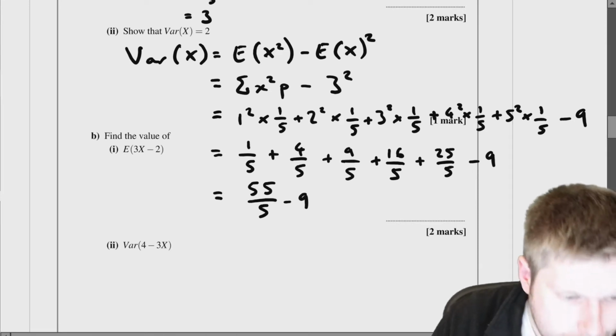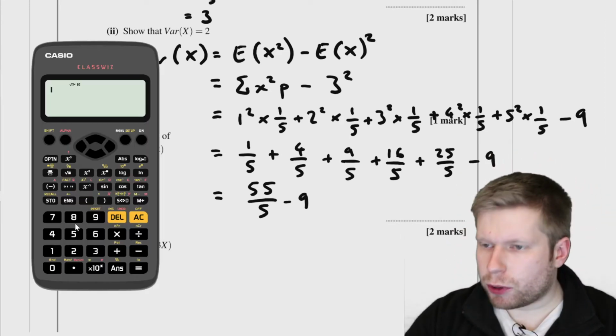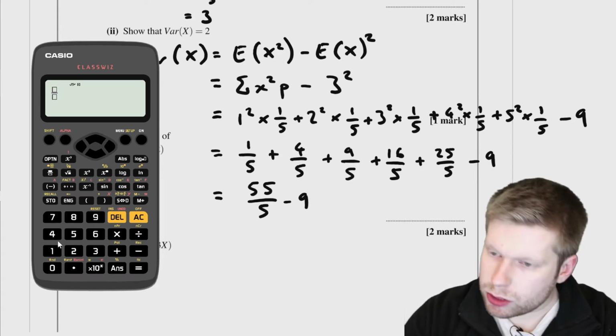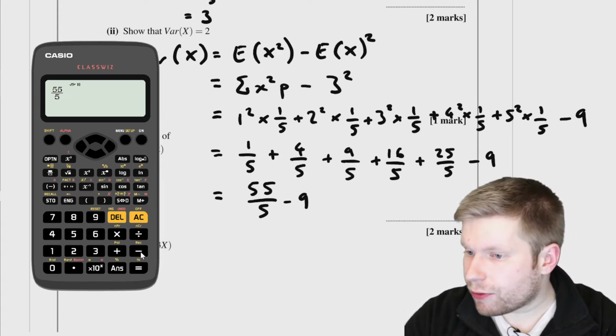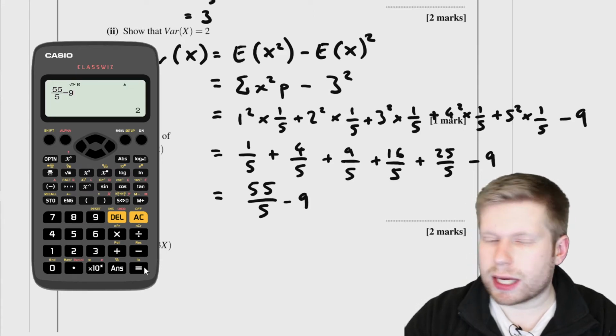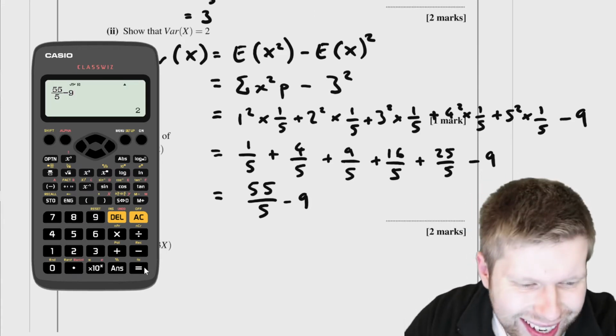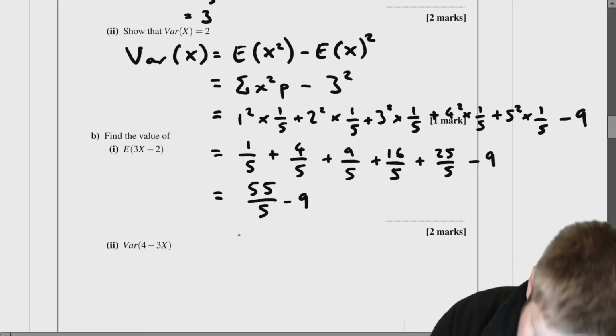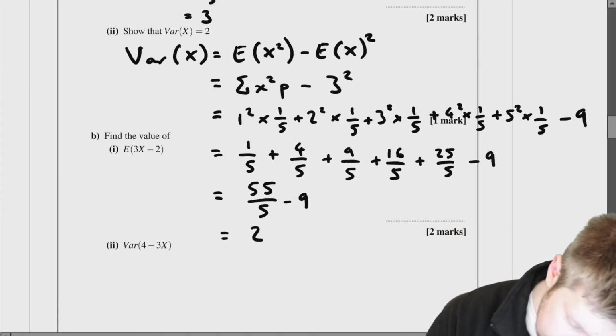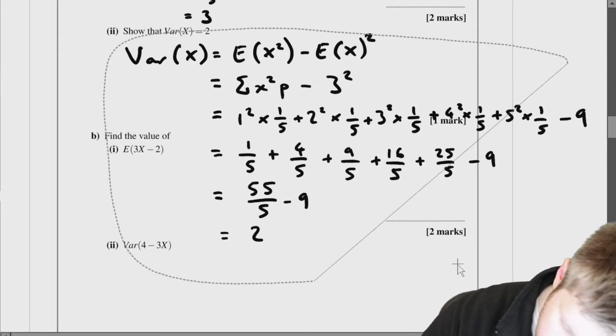Take away 9. So let's bring up our calculator and type that in. We're going to have 55/5, which you could absolutely write as 11. Take away 9, that's going to be 11 take away 9. I should have done that in my head, it's 2, right? So there we go. The answer to that question should be 2. So we'll get 2 as the variance. I'll just make that a little bit smaller and then we'll move on to part B.